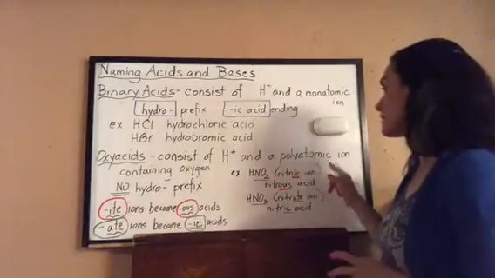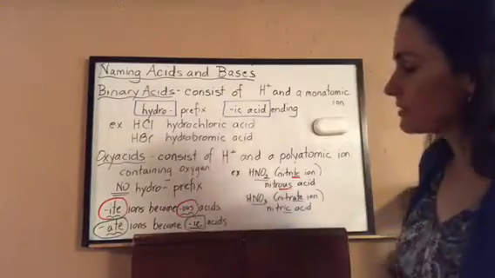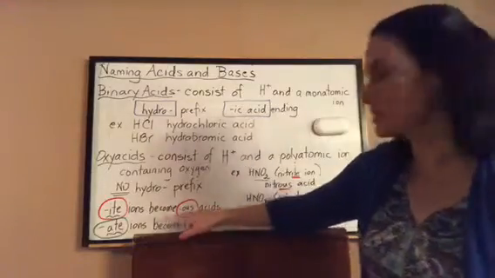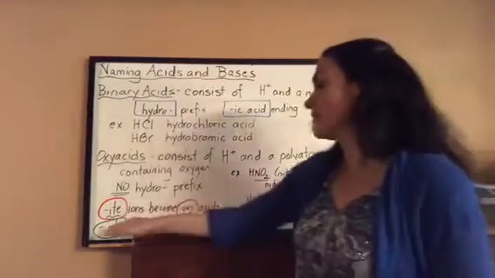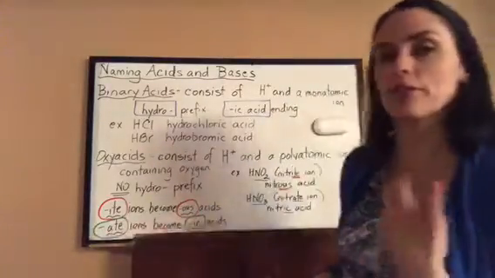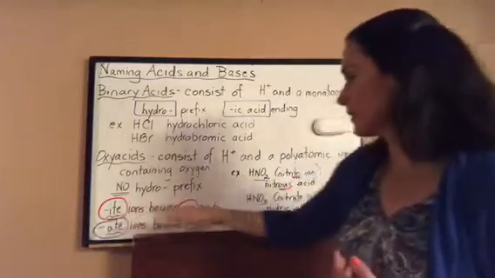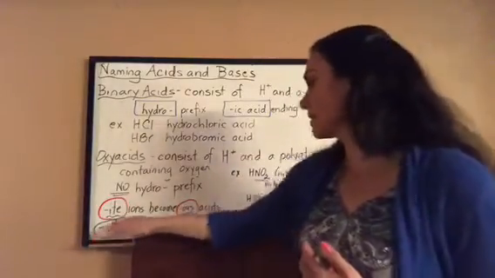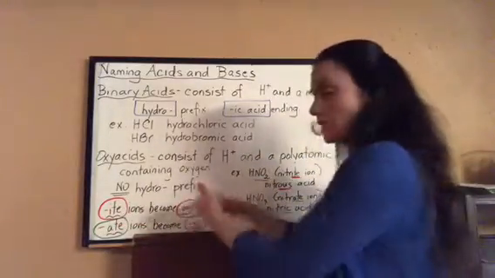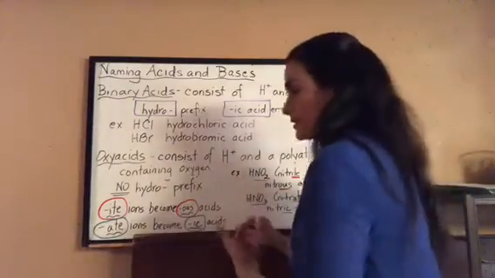And the polyatomic ion that comprises that acid, if it ends in ite, if it's an ite ion, it makes the acid ending ous. If it's an ate ion, ends in ate, nitrate, sulfate, phosphate, it becomes an ic acid. So ite ions become ous acids, ate ions become ic acids. Nitrite would become nitrous acid. Sulfite would become sulfurous acid.